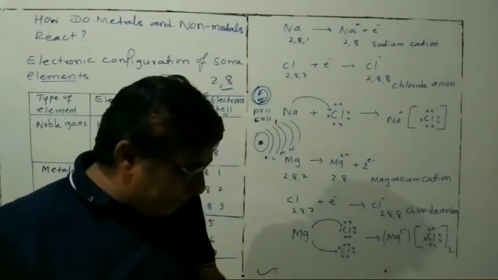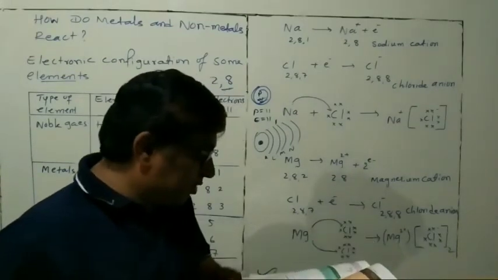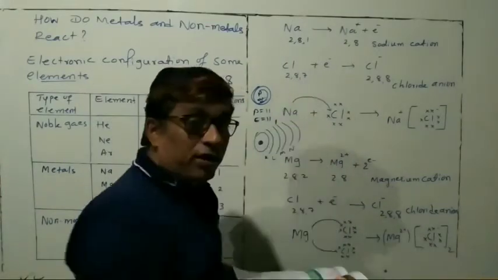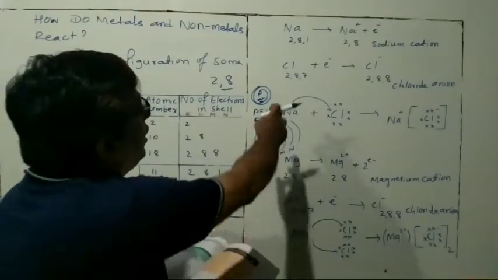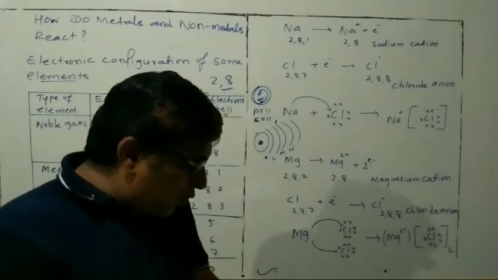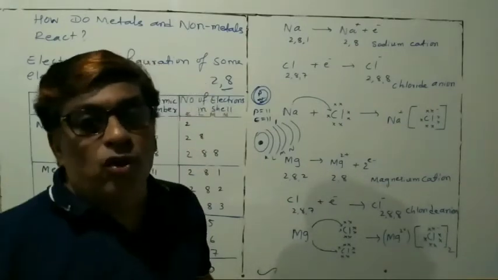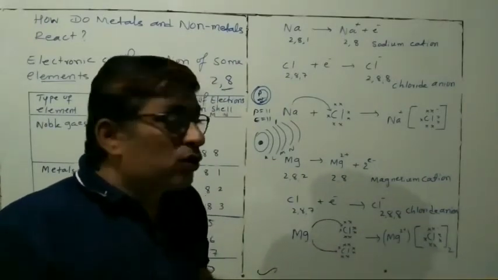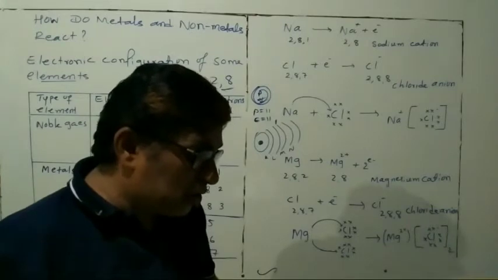In the similar way, chlorine, on the other hand, has 17 electrons. How many electrons will be there? Chlorine has 7 electrons in the outermost orbit. Atomic number of chlorine is 17, so 2, 8, and 7. Seven electrons will be there in the outermost shell, and it requires one more electron to complete its octet. Octet means 8. One more electron is needed, so that's why it has to gain 1 electron.